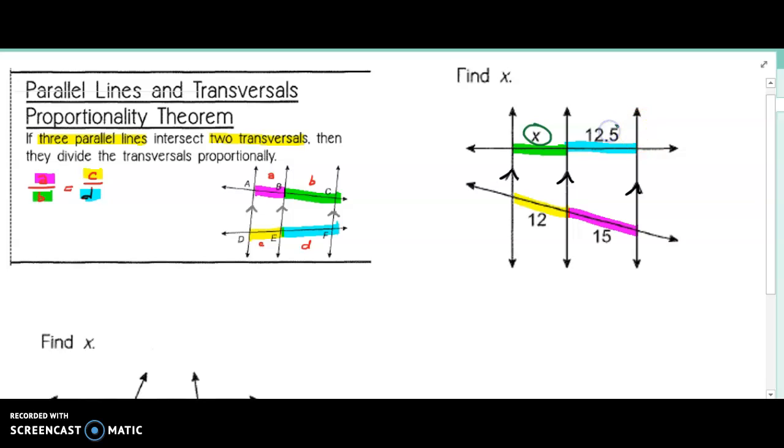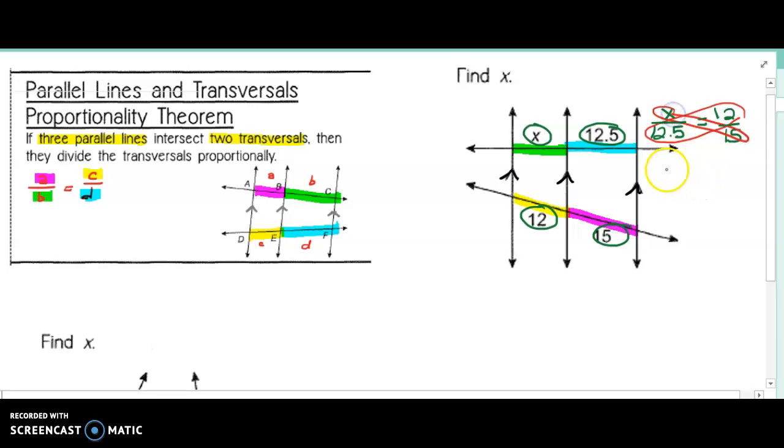So I can say x over 12.5 is going to equal 12 over 15. Okay, so from here, I cross multiply. So I get 15x equals 12 times 12.5. 12 times 12.5 is 150. So 15x equals 150. Divide both sides by 15. I get x equals 10.